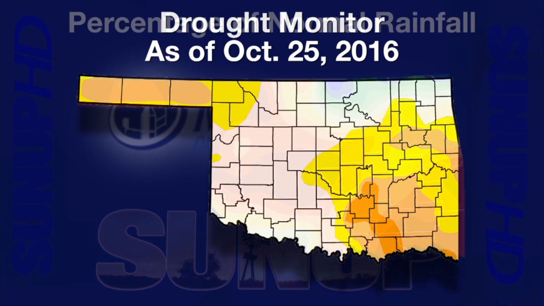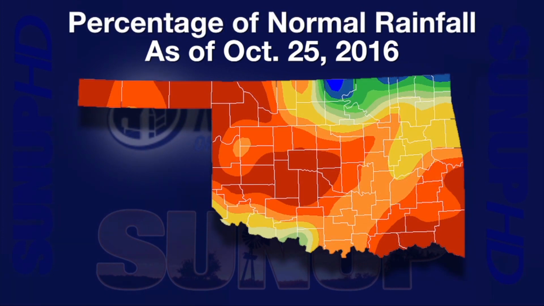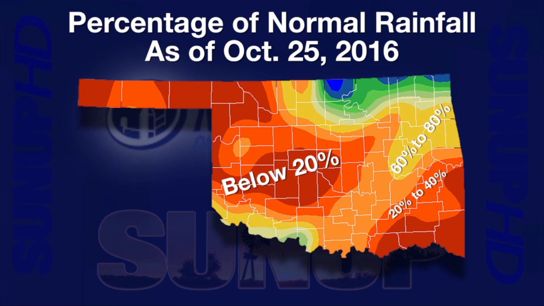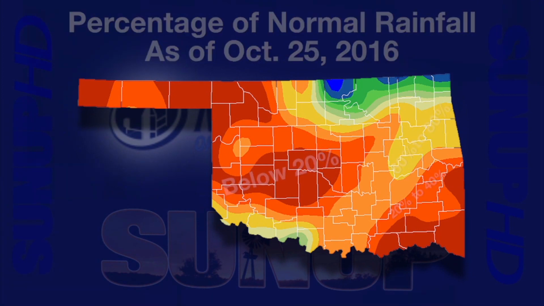And let's take a look at the percent of normal rainfall from just the last 30 days. You can see across much of the state, including the Panhandle and northwestern Oklahoma, sometimes less than 60, less than 40, and even less than 20% of the normal rainfall over that 30-day period. So drastically dry conditions in those areas driving that drought intensification.